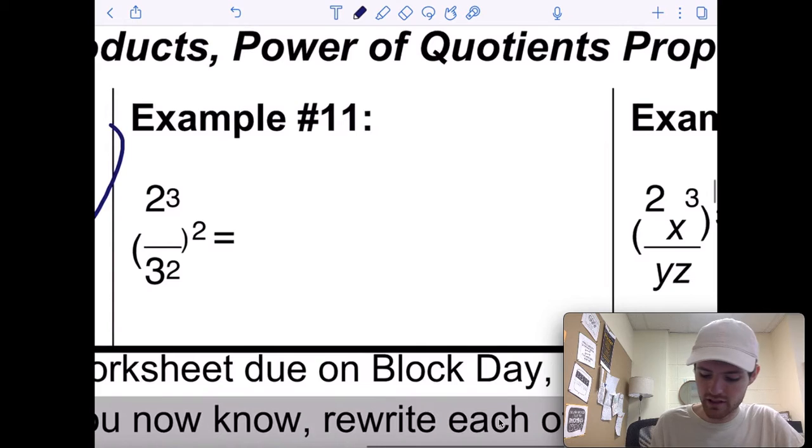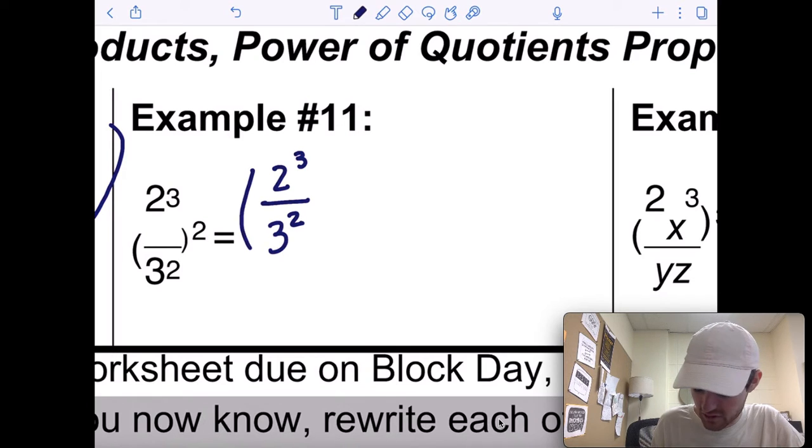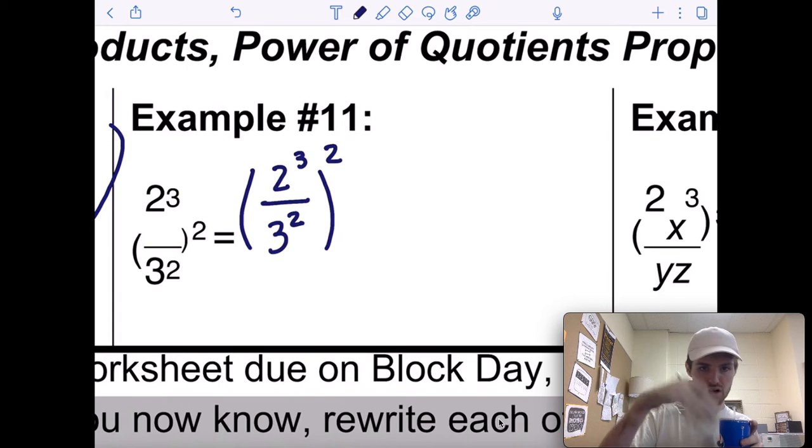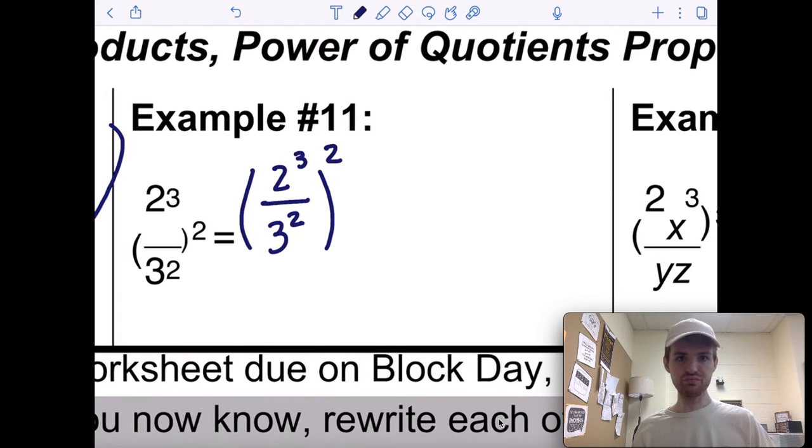Here in 11, I'll go ahead and show you what this should be. It should look like 2 to the power of 3 over 3 to the power of 2, all to the power of 2. So go ahead, take a minute, pause the video, try to work this out. I'll explain it in 3, 2, and 1.